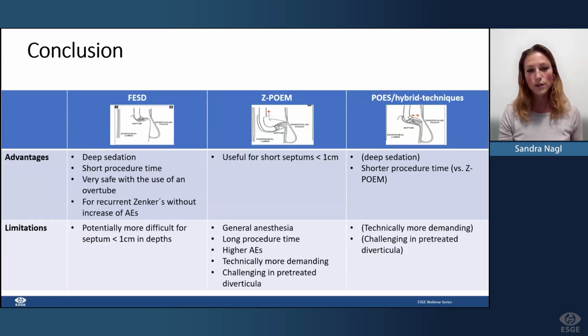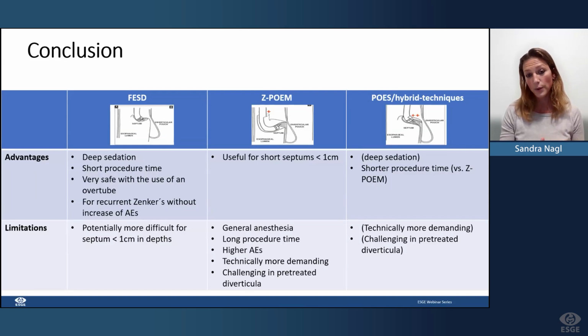So finally, to conclude, I try to highlight the advantages and limitations of the procedures we heard about. Starting with flexible endoscopic septotomy, one main advantage is that we can perform it in deep sedation. We have a shorter procedure time, so usually this procedure takes me like 10 to 15 minutes on average. It is very safe with the use of an overtube, and even for recurrent Zenker's diverticulum, we can perform these procedures 2, 3, 4 times without an increase of adverse events. But as Jan already mentioned, it might be difficult, especially for Zenker diverticulum less than 1 centimeter in size.